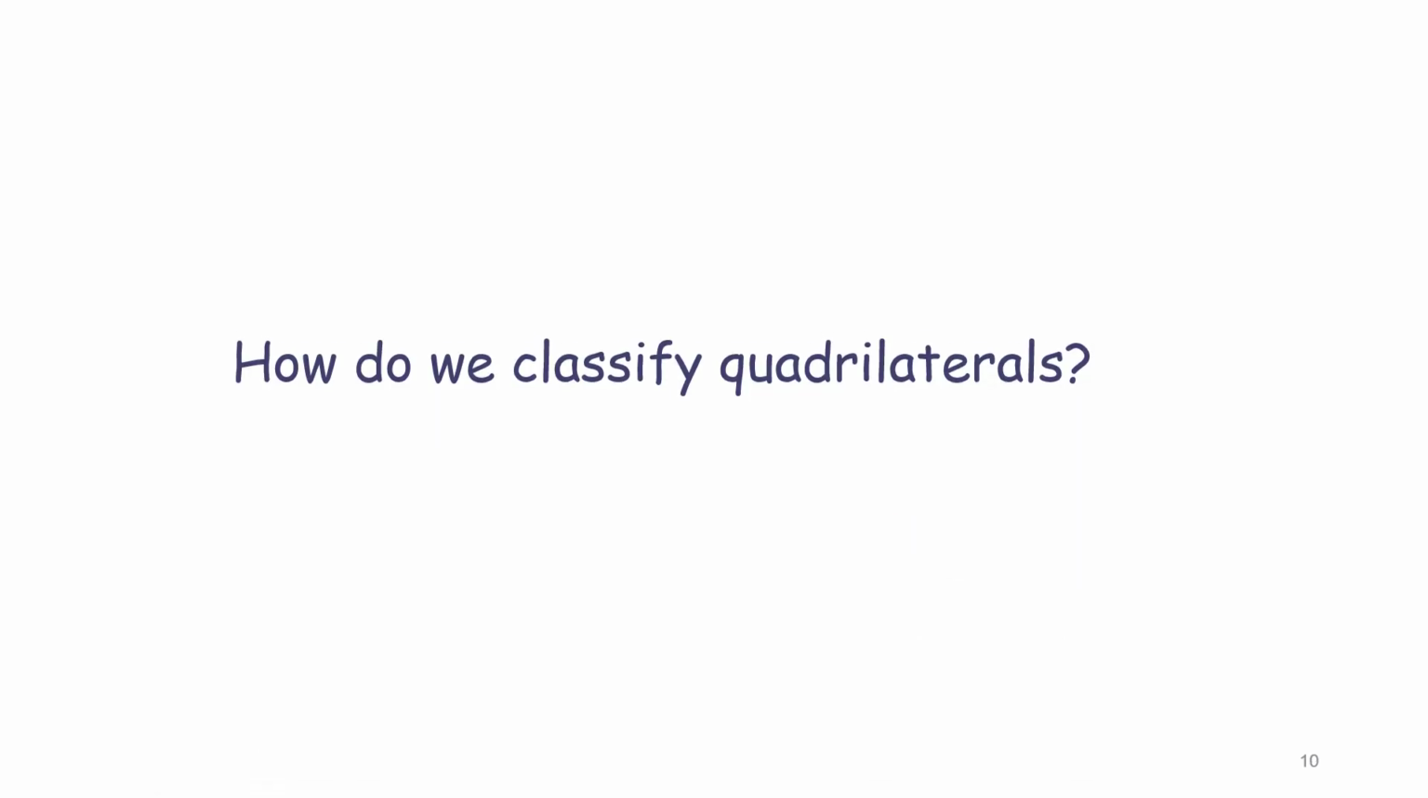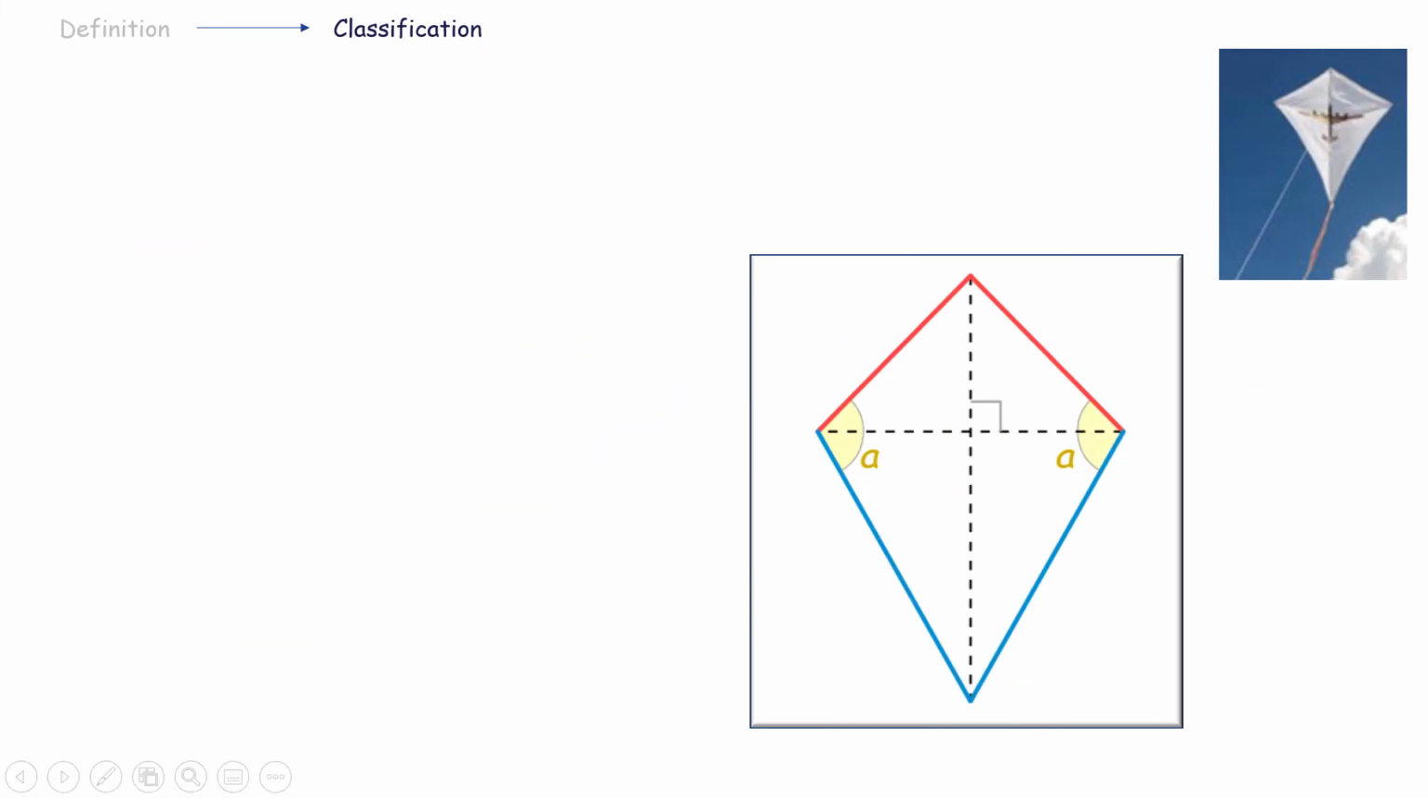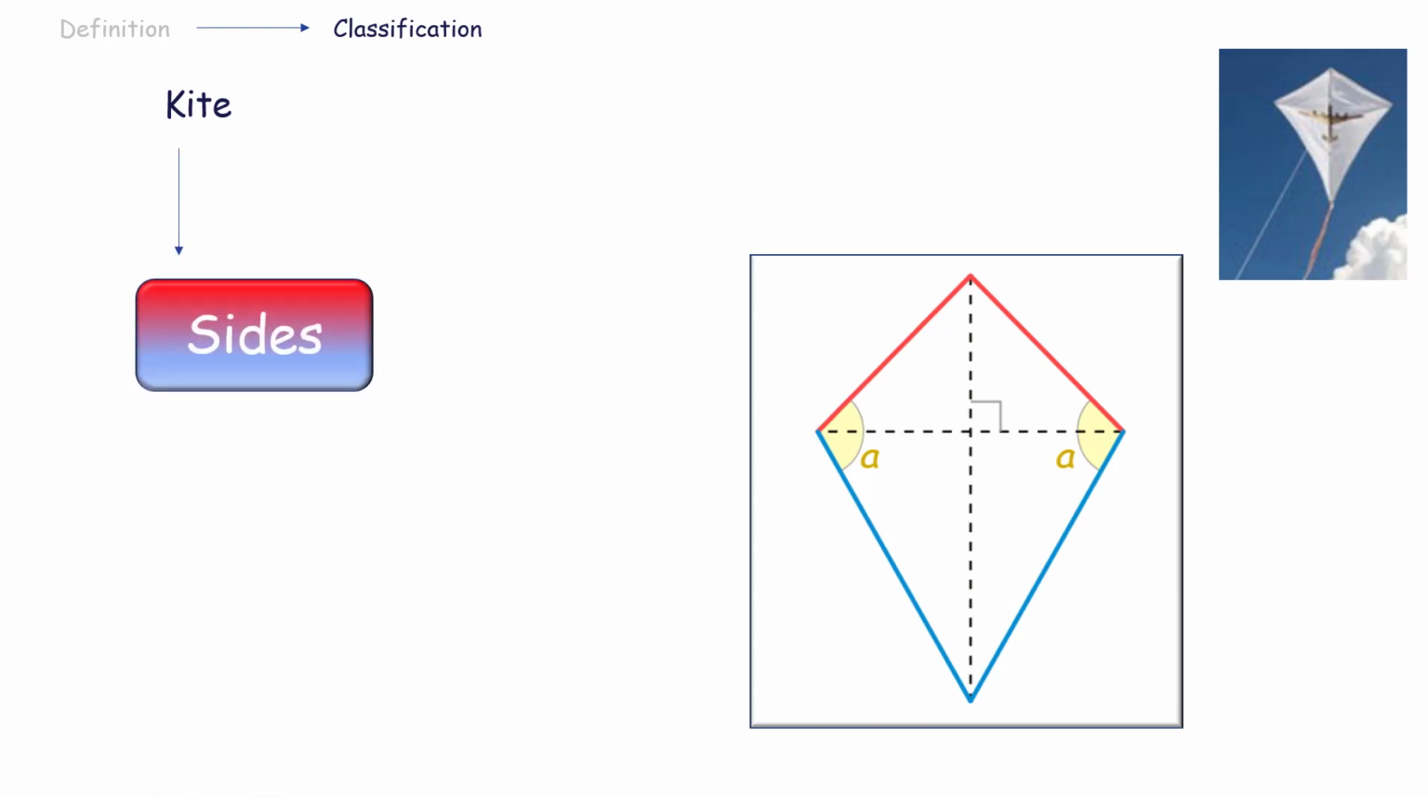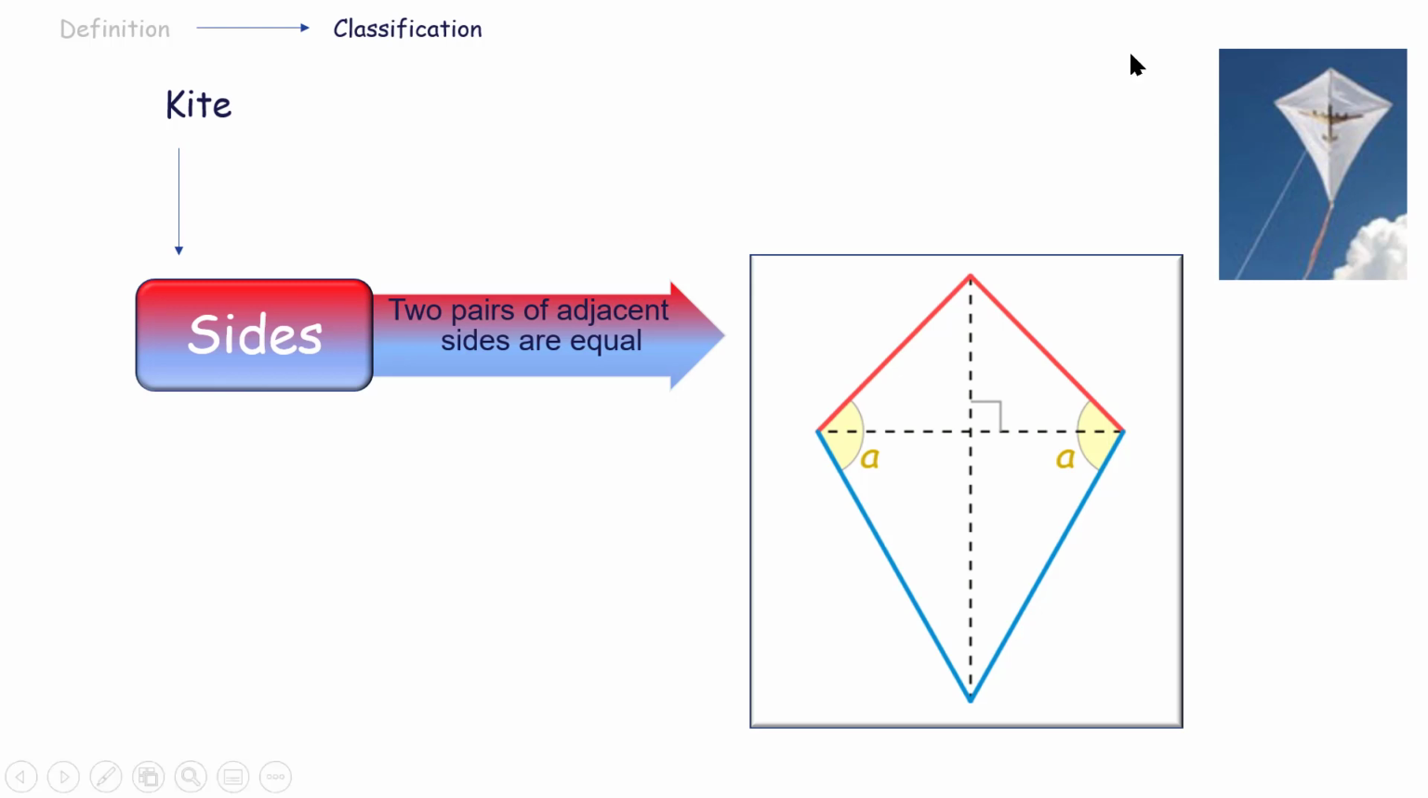How do we classify quadrilaterals? This is a kite. Let's look at the sides. 2 pairs of adjacent sides are equal. This side is adjacent to that side. The 2 sides meet at that vertex and they lie next to each other. The same with the blue sides. Do you see that they are equal?